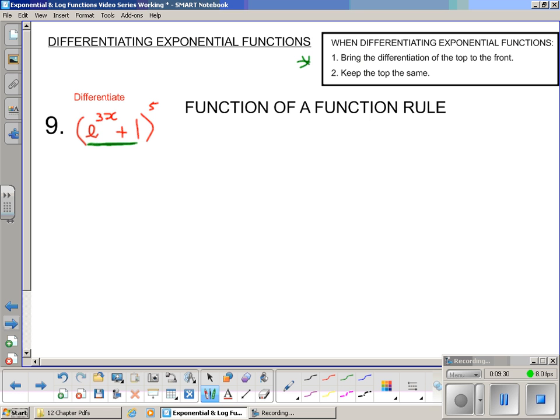So we firstly treat the question as if the bracket was an x. Now, if that bracket was an x, we would take the 5 out the front, and we'd have the bracket e to the 3x plus 1 to the power of 4. That would be a normal differentiation if it was just that. But we also have to multiply by the differentiation of inside the brackets when we're doing a function of a function rule. So the differentiation inside the brackets here will be our 3e to the 3x.